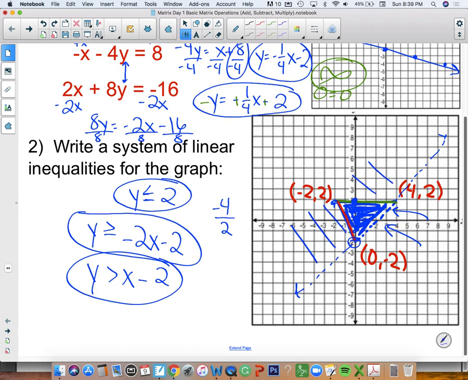That's the inside of that triangle, which is greater than. Okay, so those are our 3 inequalities for that system. So it's kind of working backwards from what we did before.